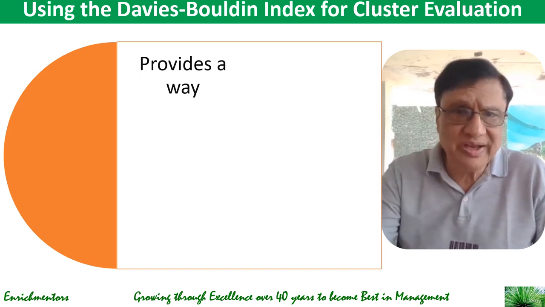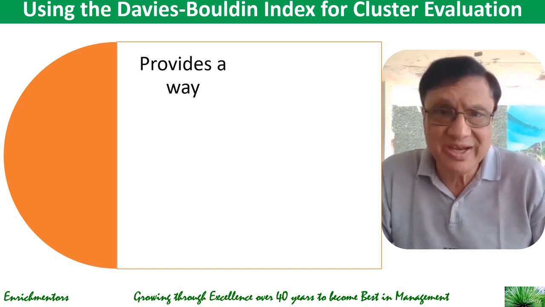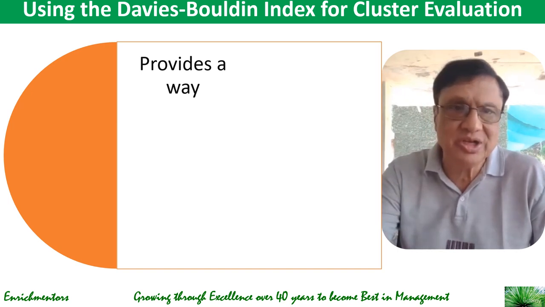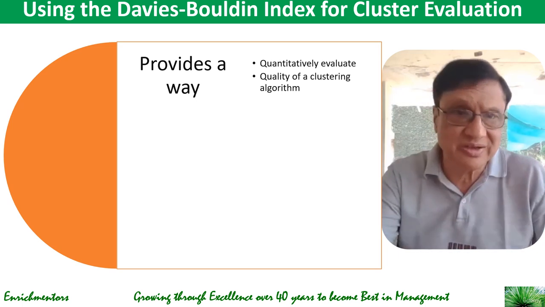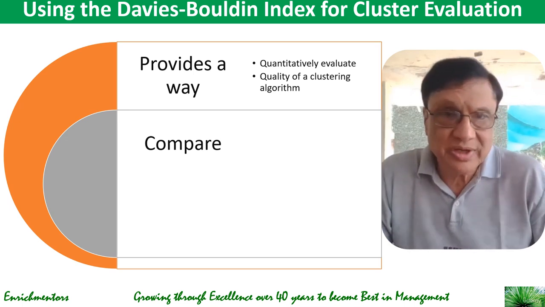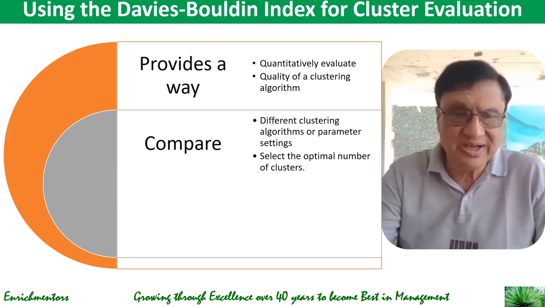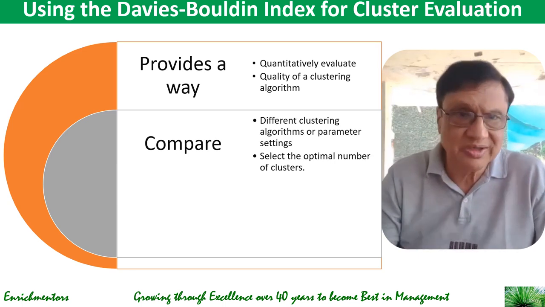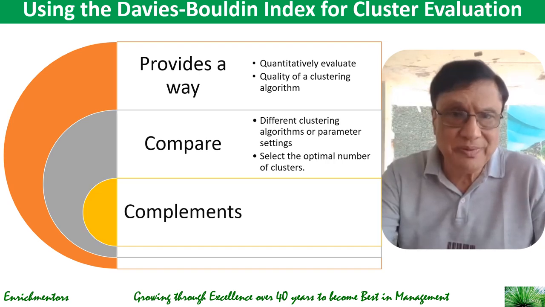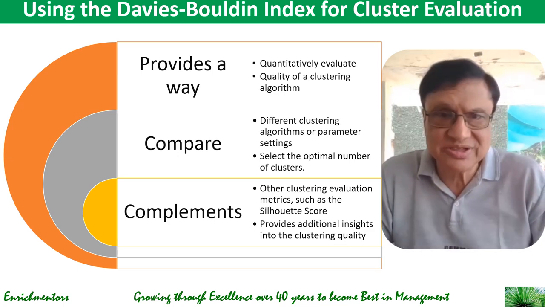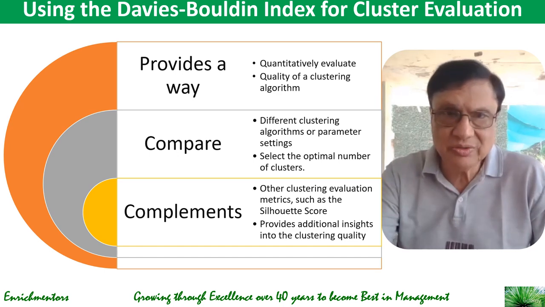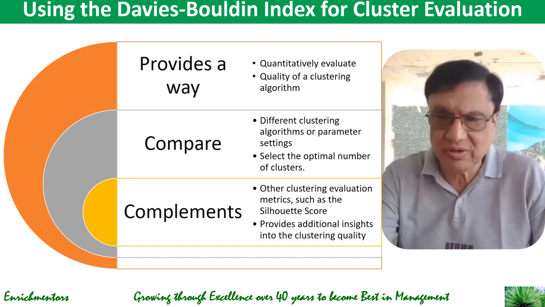Like the Silhouette score, the Davies-Bouldin index provides a method to quantitatively evaluate the quality of the clustering algorithm. It can be used to compare different clustering algorithms or parameter settings of the same algorithm, and to select the optimal number of clusters by using these evaluation techniques that we talked about. The Davies-Bouldin index complements other clustering evaluation metrics such as the Silhouette score and provides additional insights into the clustering quality. So that's how you can use the DBI for clustering evaluation.